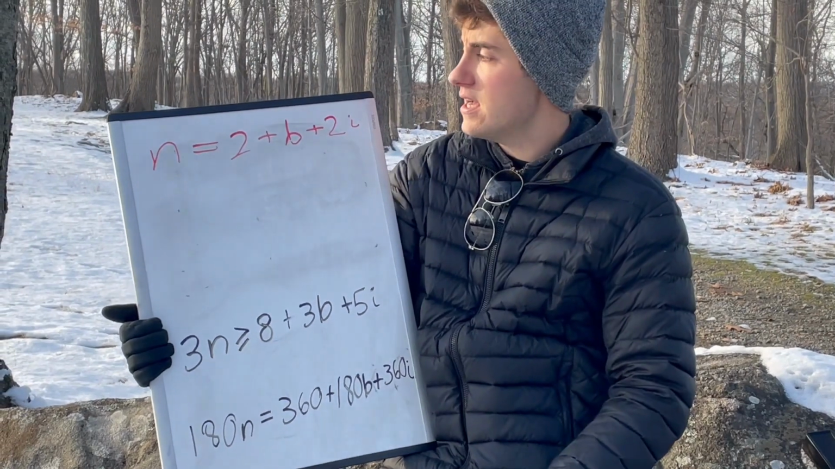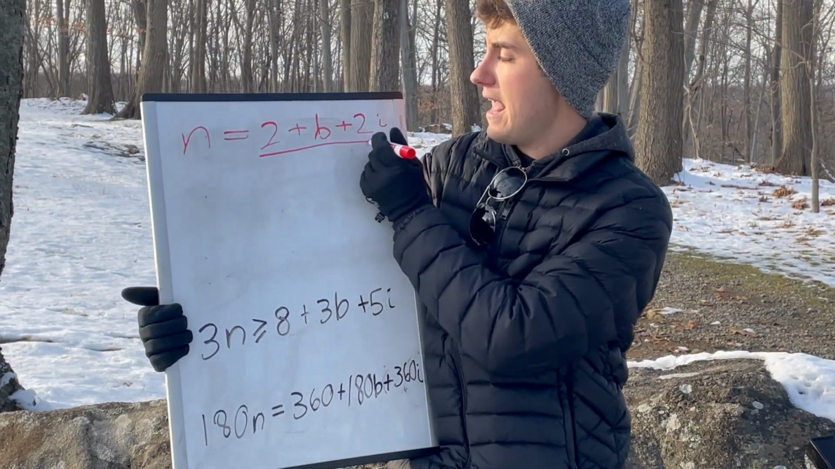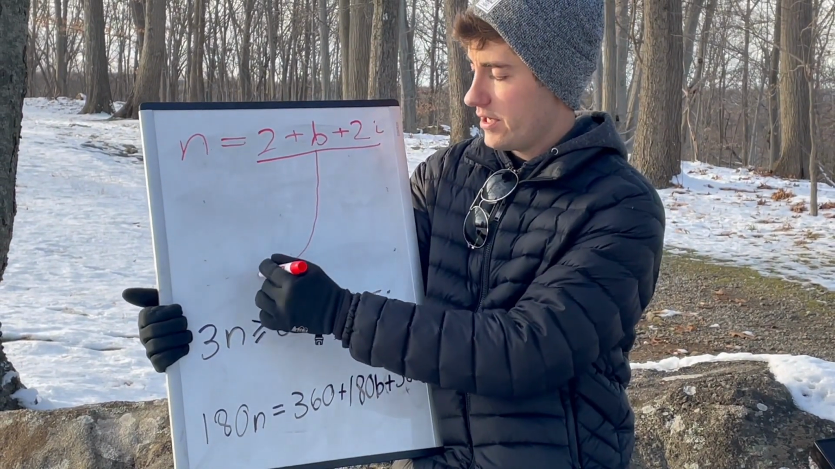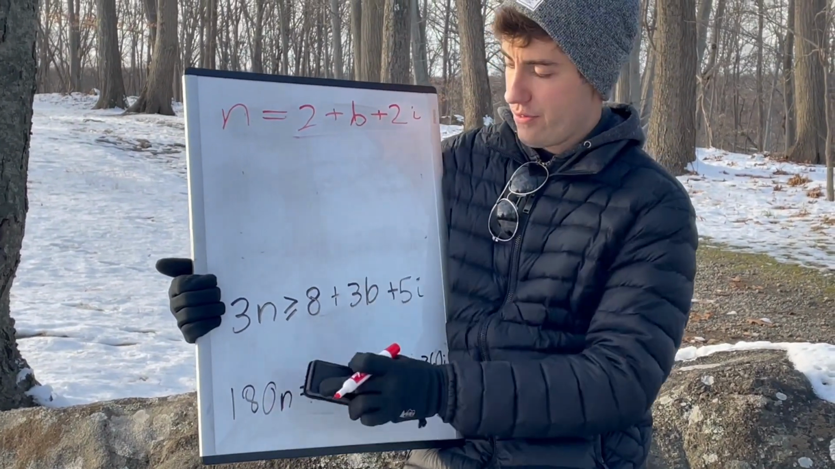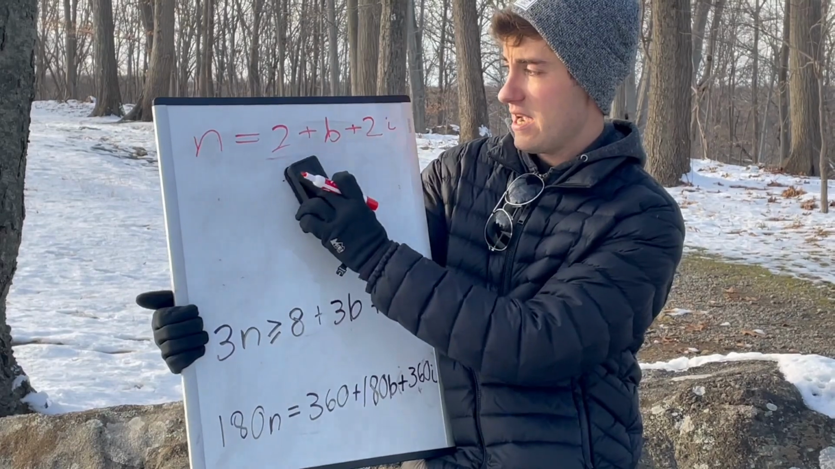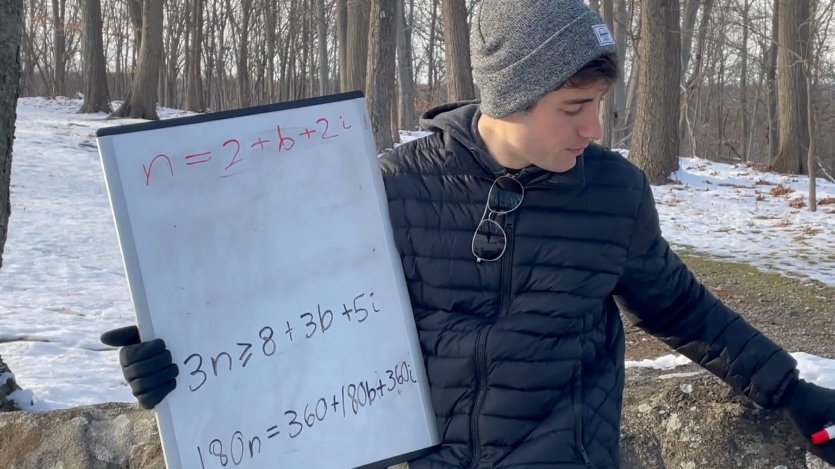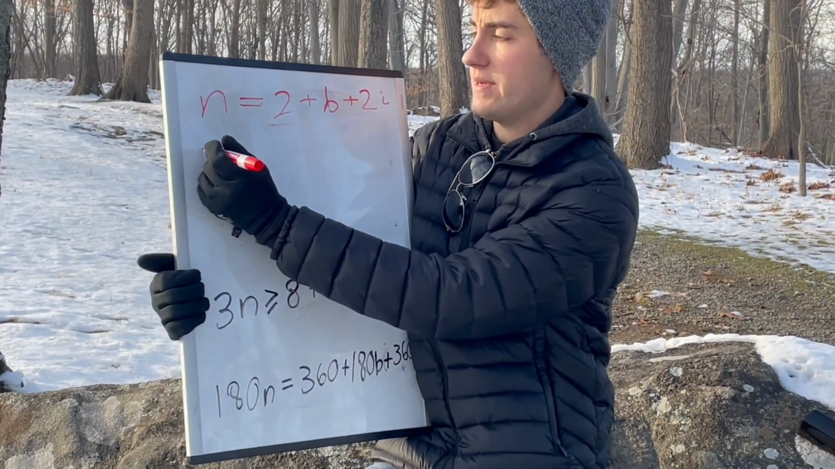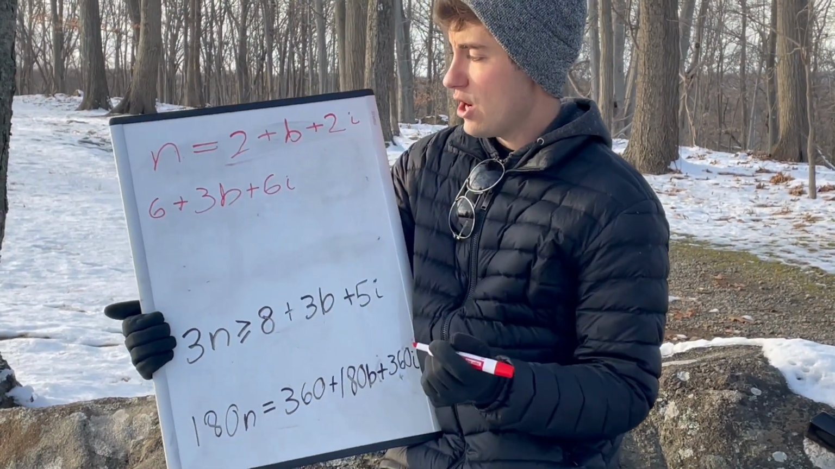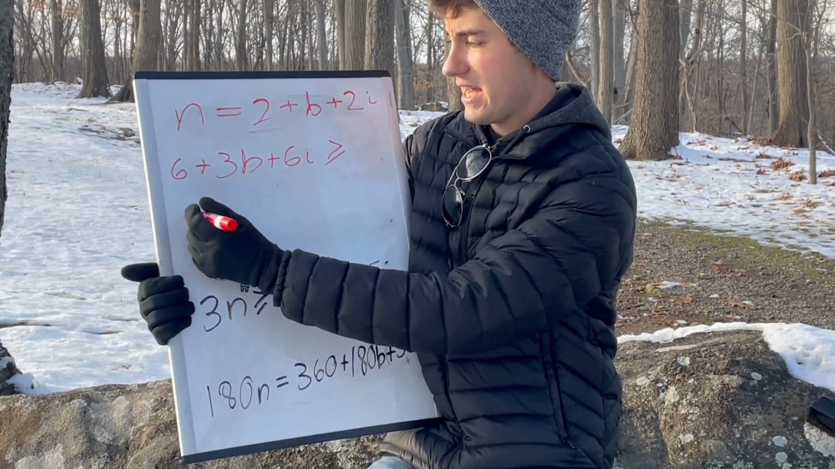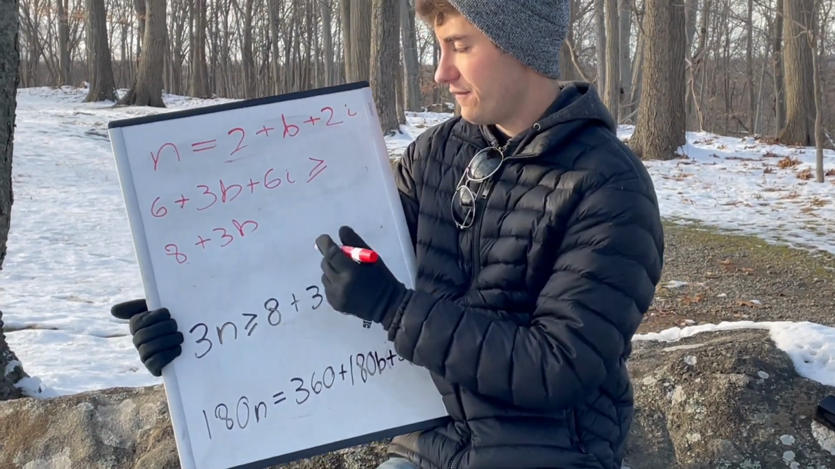Kind of convenient. But since we have this representation for n, we can take it and plug it in there. If we do that, we're going to end up with 3 times n. That's 3 times all this stuff right here. So that's pretty easy to do. 3 times this is just going to be 6 plus 3b plus 6i. And we know that this has to be greater than or equal to 8 plus 3b plus 5i.